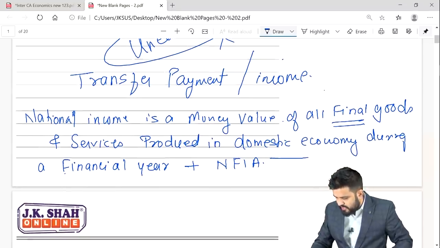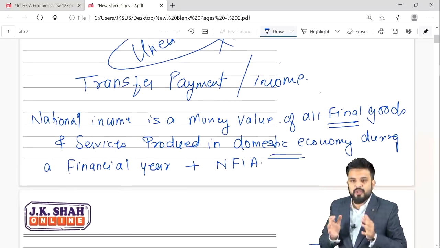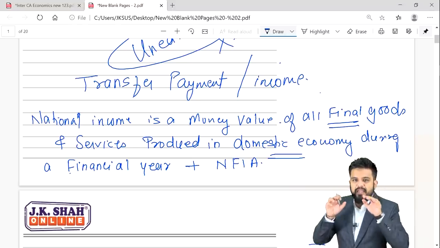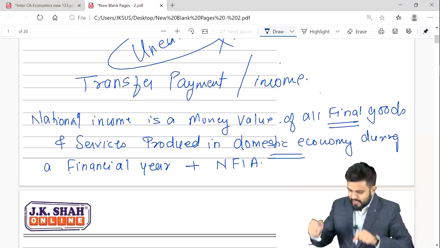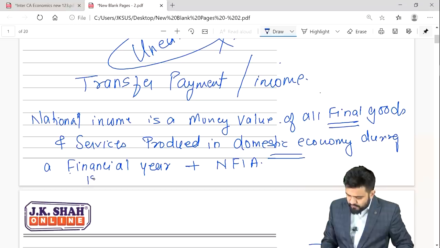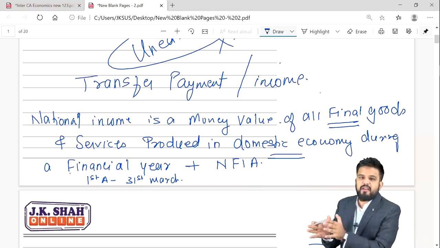Production should be done within our country. That is the domestic economy, and in that particular year only, that is from 1st April to 31st March, plus net factor income from abroad.